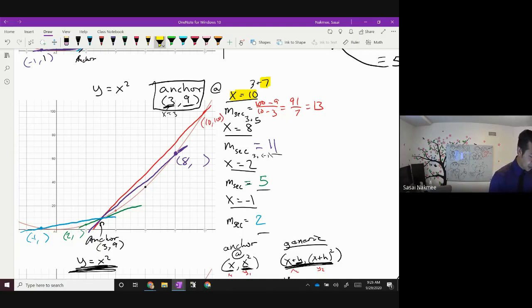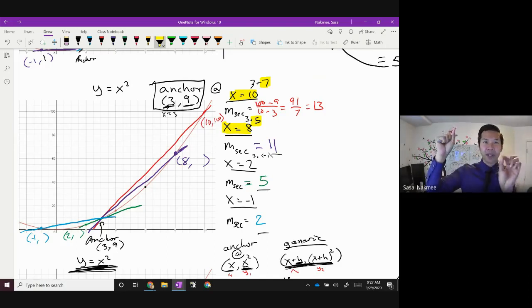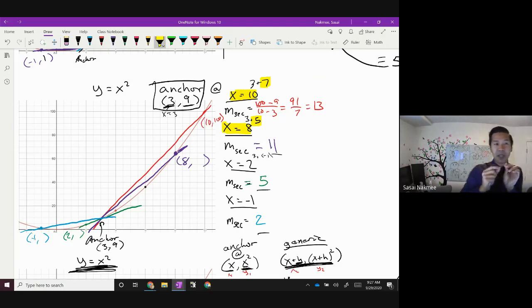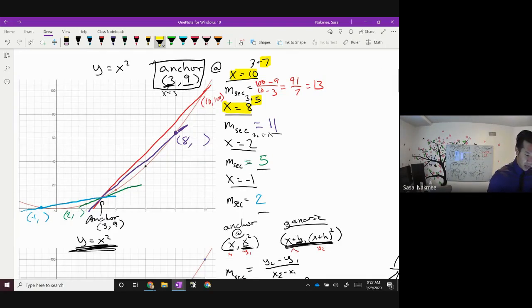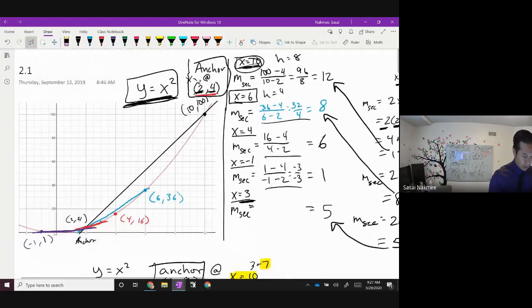If I changed it and said my slider point is 8, my old anchor point is still 3, so my h would be equal to 5. So h was just the value that calculates how far away your slider point is from your anchor point. h could be any value, positive or negative. It would just move your slider point around your anchor point. When we did that, I had you calculate a bunch of slopes for all of those secant lines.